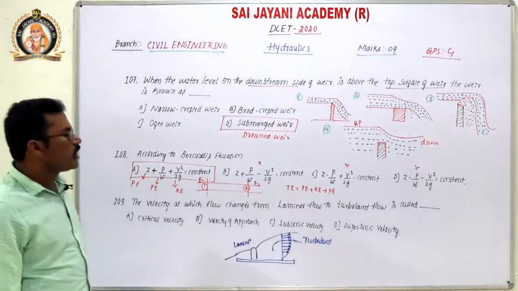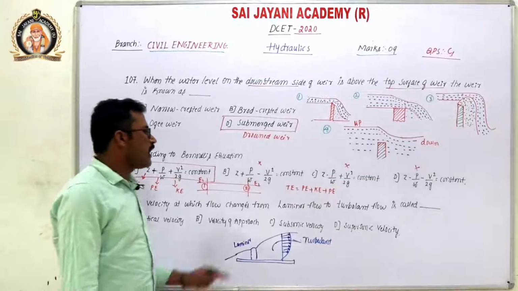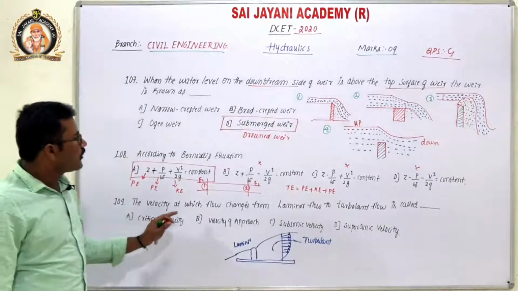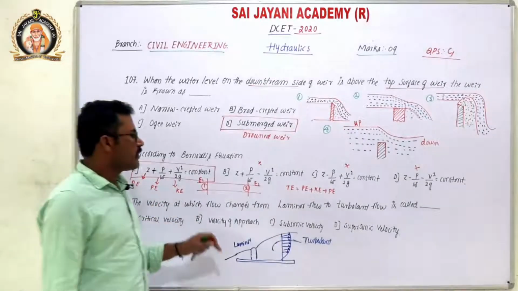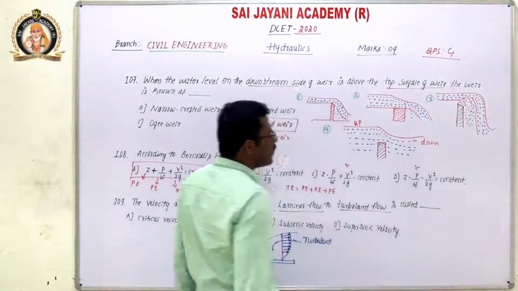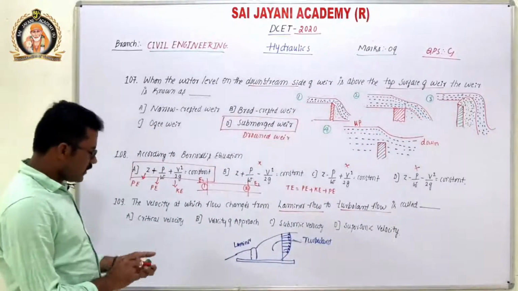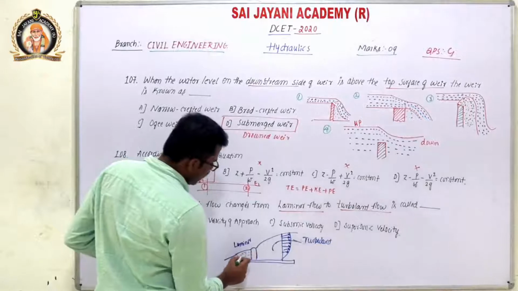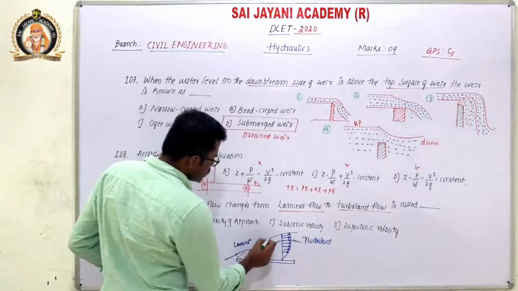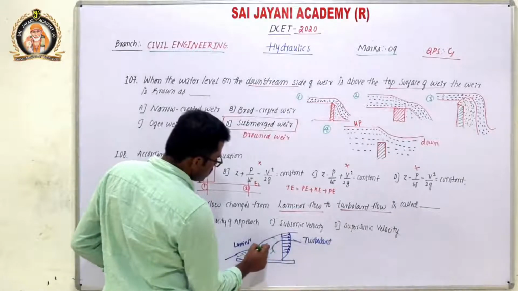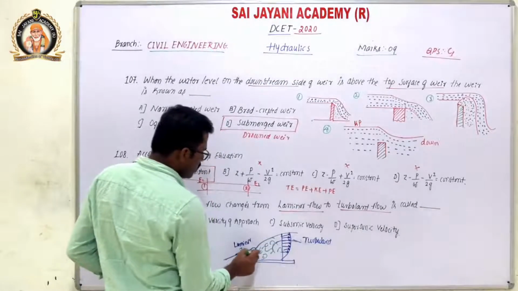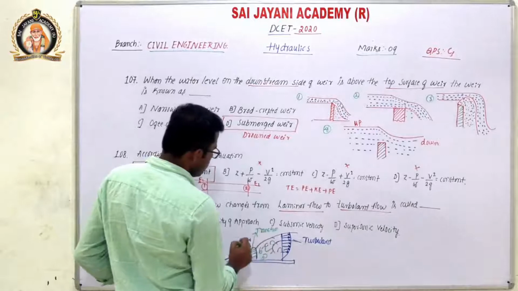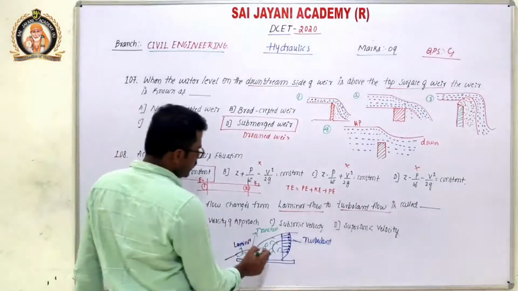The velocity at which flow changes from laminar flow to turbulent flow is known as dash. So consider a flow over a plate. This is the laminar flow. This is the transition stage, where laminar flow gets converted into turbulent flow.